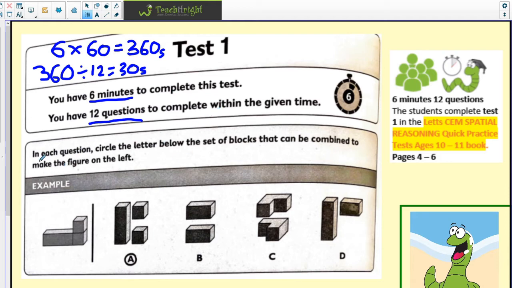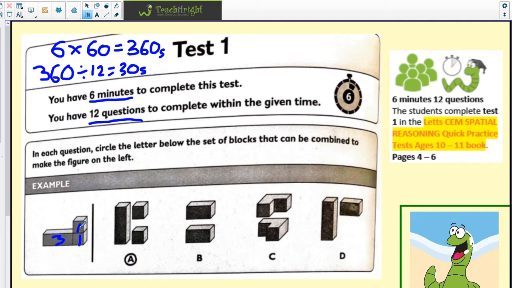Right, coming on to this. In each question, circle the letter below that shows the set of blocks that will be combined to make the figure on the left. So which blocks make this figure? The important things that I want to see you doing on your page: the first thing is to very briefly number the blocks that you can see. I can tell that this is a 3-length block, a 1-length block, and a 1-length block.